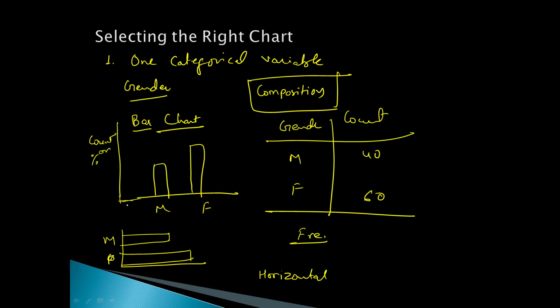Now let's quickly understand other charts. We would not be discussing in that much detail. We would be just showing what all charts you can use for different things. So here, for one variable, for this objective, one categorical variable and objective is composition, we have shown you that you can use bar chart.